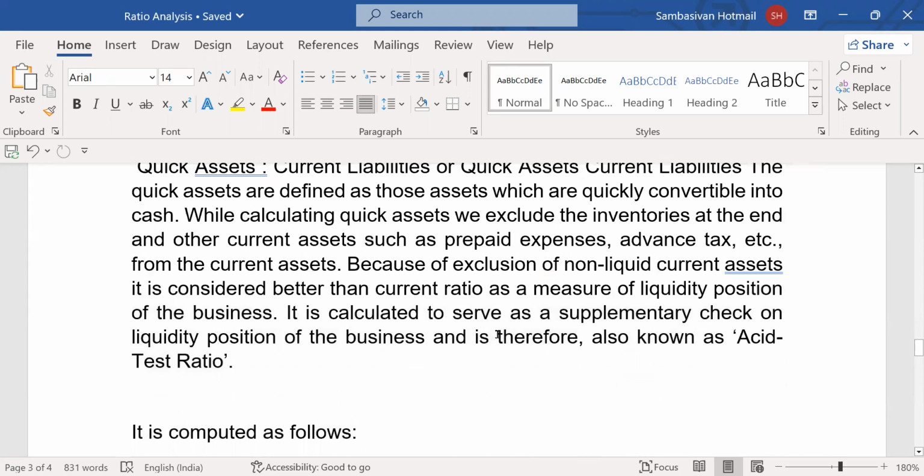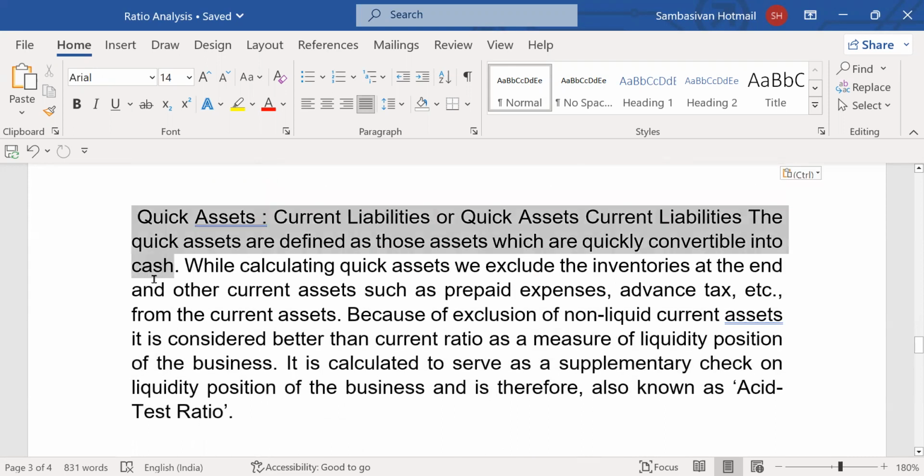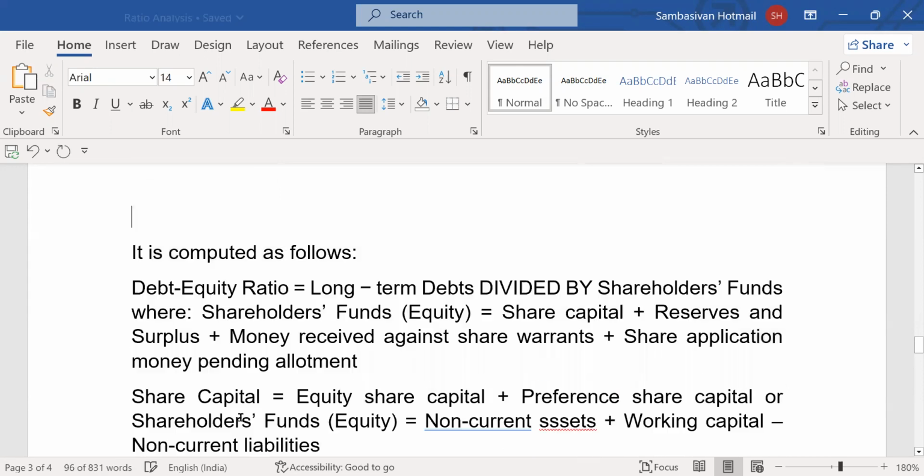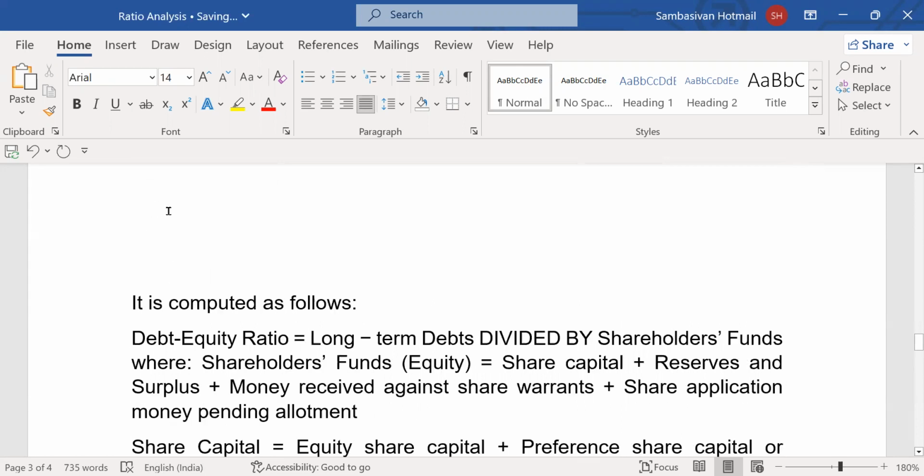Hold on. Here I will cut all these things. I think it is also known as the acid test ratio. Yes, acid test ratio. The standard is 1:1. It should be 1:1 at least. Very good. Now go for this.